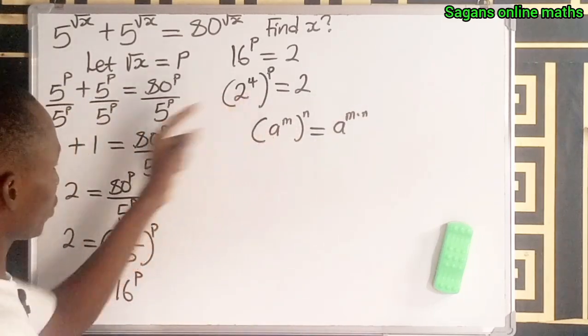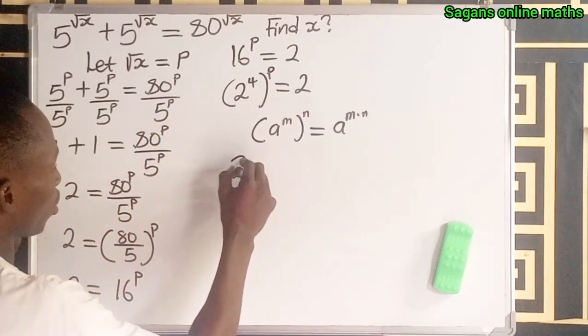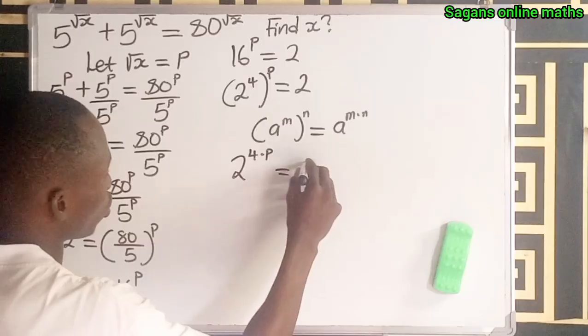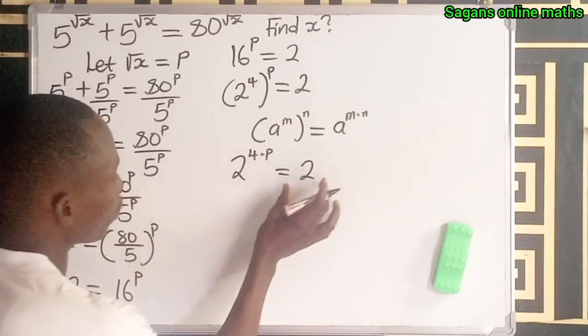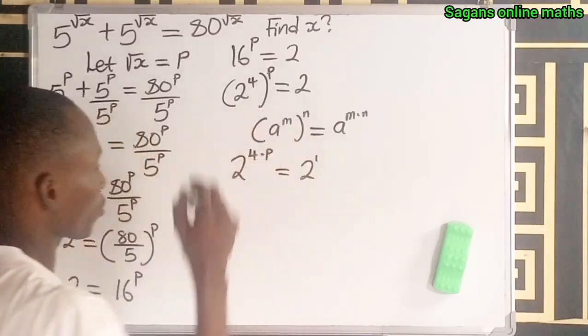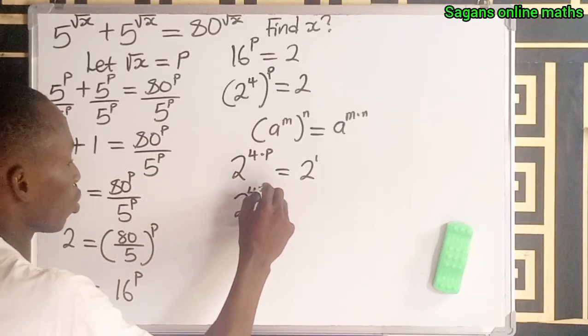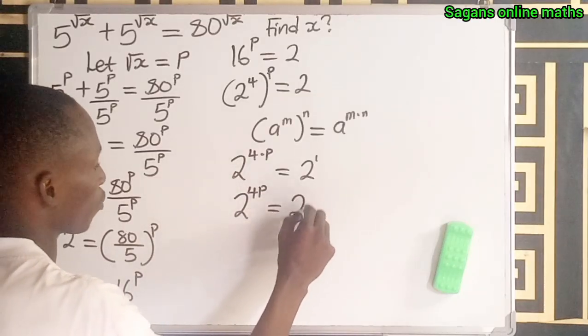So the same thing would happen here. This will become 2 to the power of 4 multiplied by p. Don't forget that the power of this 2 here is 1. Okay? 4 times p will give us 2 to the power of 4p, equals 2 to the power of 1.